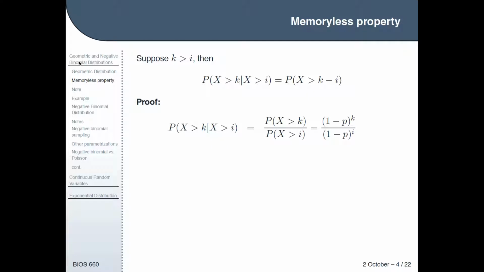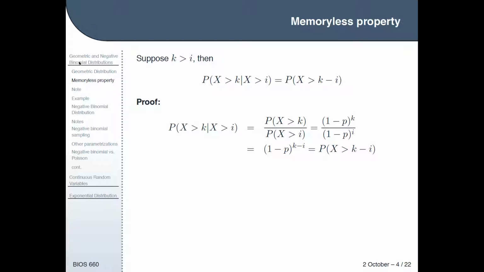If you'll recall the formula from the CDF, the probability that it's more than k trials before you get your first success is (1-p)^k. The probability that it's more than i trials before you get your first success is (1-p)^i. Using the formula for conditional probability, it's (1-p)^k over (1-p)^i, which of course is (1-p)^(k-i), which is precisely the probability that X is greater than k-i.